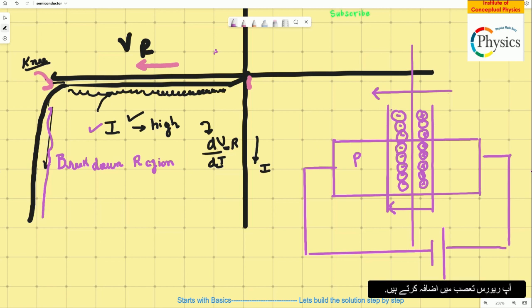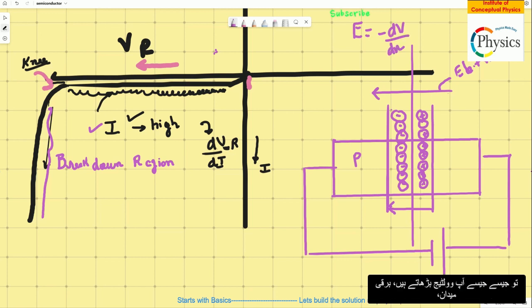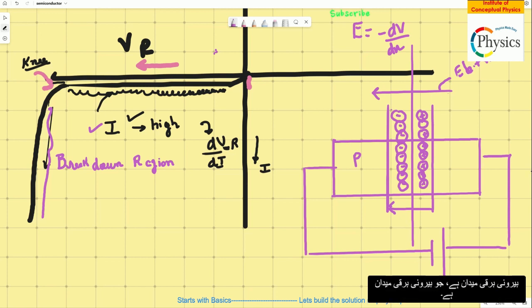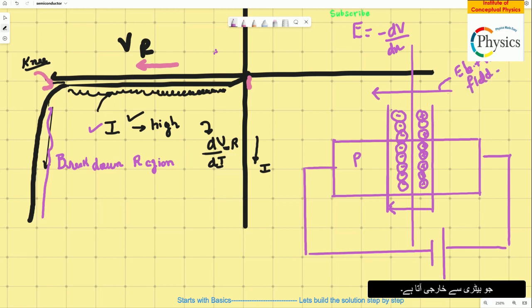When you increase the reverse bias, the electric field goes up, right? The electric field value goes up tremendously. So if you've done electrostatics, you already know that E is given by minus dV by dx, right? So as you increase the voltage, the electric field, which is the sum of the external electric field coming from the battery, and of course the internal electric field because of the ions.